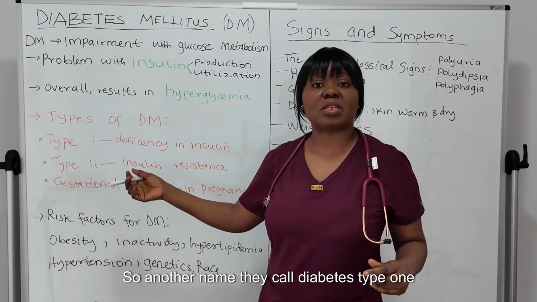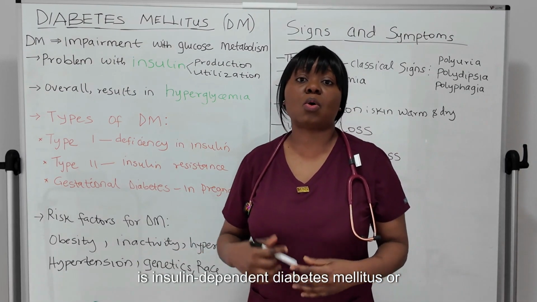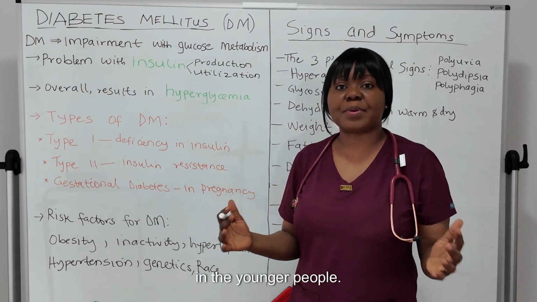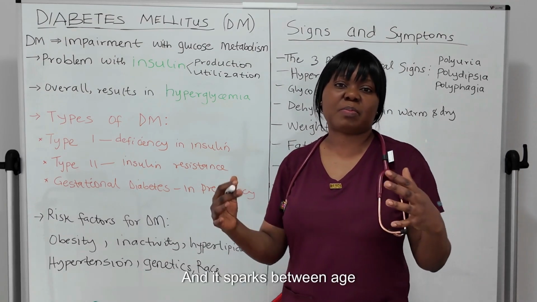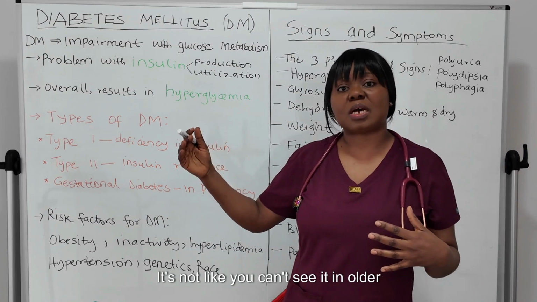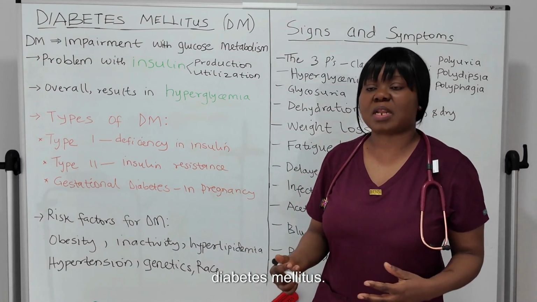So another name they call diabetes type 1 is insulin-dependent diabetes mellitus or juvenile onset diabetes mellitus, because it happens in younger people, basically people below the age of 30 years. And it spikes between age 11 to 13. It's not like you can't see it in older people, but it's more with children. That's why they call it juvenile onset diabetes mellitus.